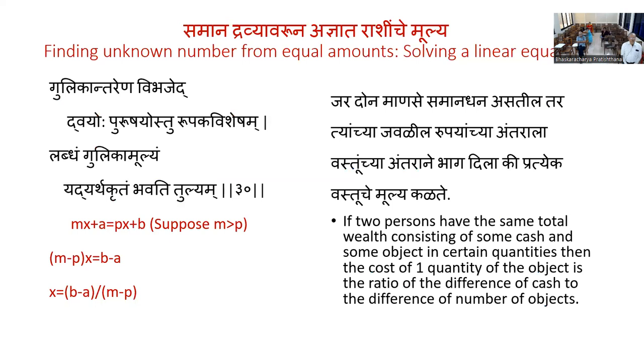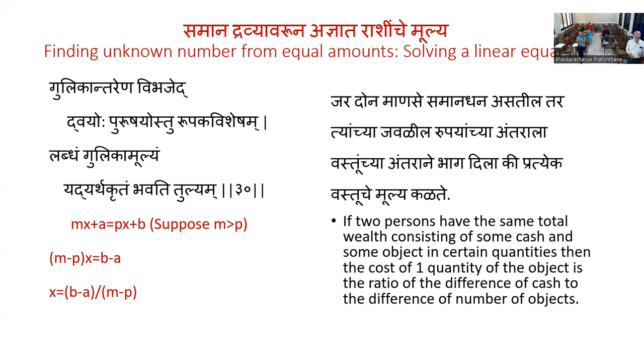So initially two persons have the same total wealth. Arthakrutam yadi bhavati tulyam. If the total wealth is the same, yadi means if, arthakrutam bhavati tulyam. For two persons, the wealth is the same.